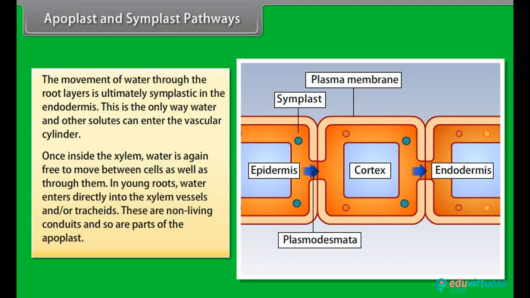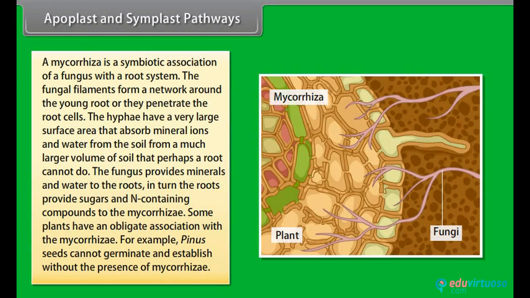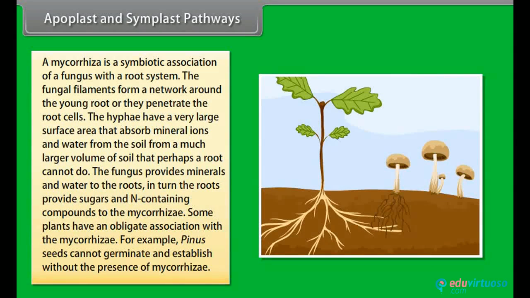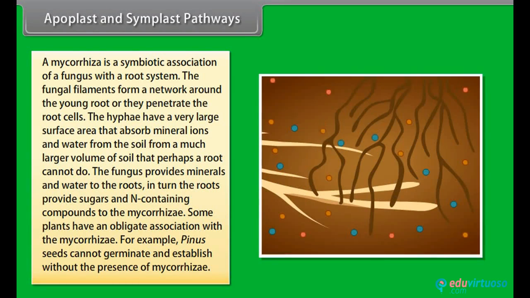Do you know that some plants have additional structures associated with them that help in water and mineral absorption? A mycorrhiza is a symbiotic association of a fungus with a root system. The fungal filaments form a network around the young root, or they penetrate the root cells. The hyphae have a very large surface area that absorbs mineral ions and water from the soil, from a much larger volume of soil than perhaps a root can.